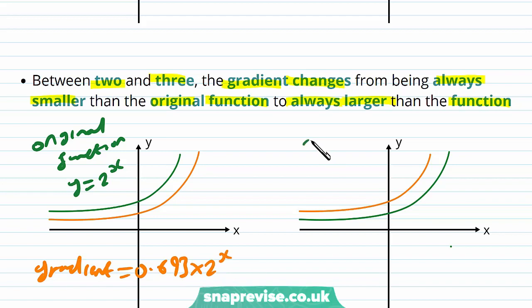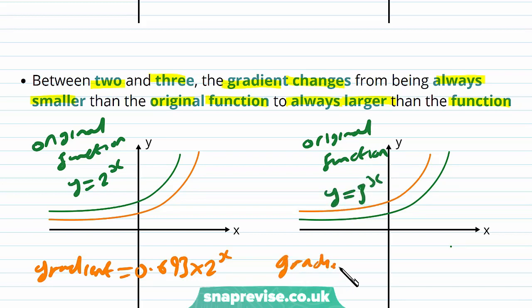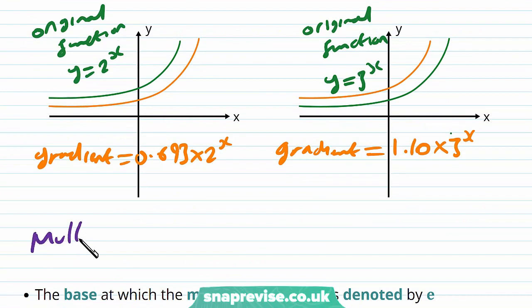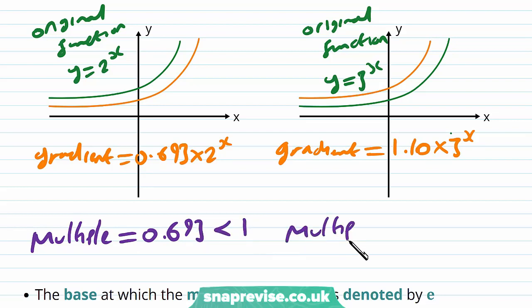And if we have our original function being instead y equals 3 to the power of x, then it turns out that our gradient in this case is going to be 1.10 times 3 to the x. So in the first case, our multiple is equal to 0.693, which is strictly less than 1, and in the second case, the multiple is equal to 1.10, which is strictly greater than 1. And because as the base increases, the multiple increases, there is a base between 2 and 3 for which the multiple is exactly 1.